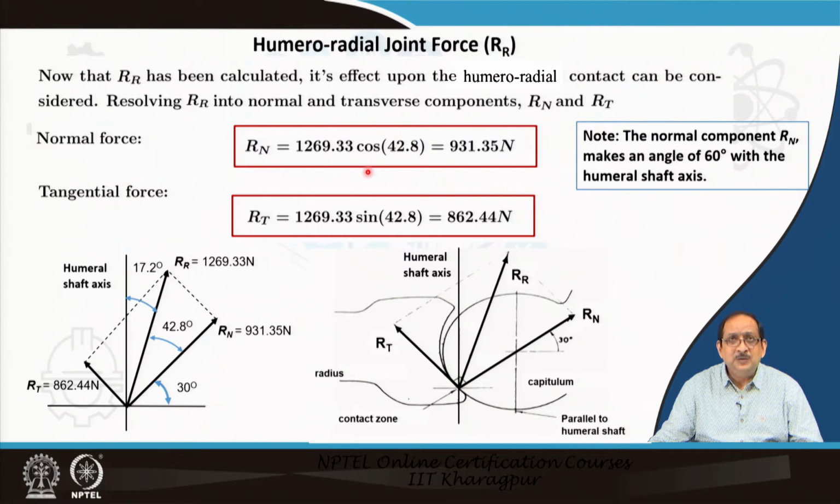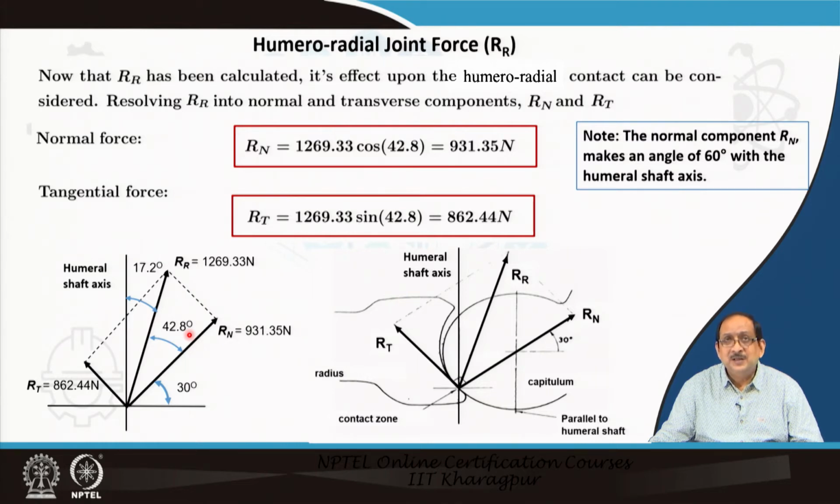Now, in this calculation, we need to note that the normal component Rn makes an angle of 60 degrees with the humeral shaft. So, the normal component Rn, as indicated here, makes 60 degrees with the humeral shaft axis. So, if we have already calculated RR making an angle of 17.2 degrees with the humeral shaft axis, then the remaining angle is 42.8 degrees.